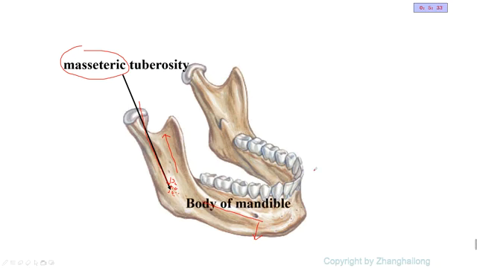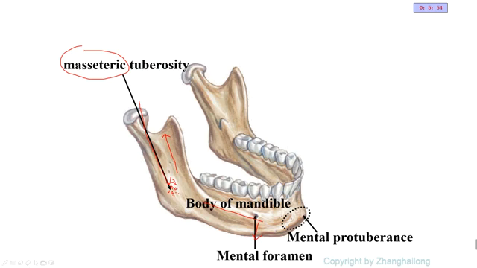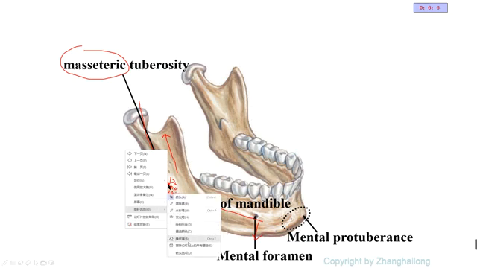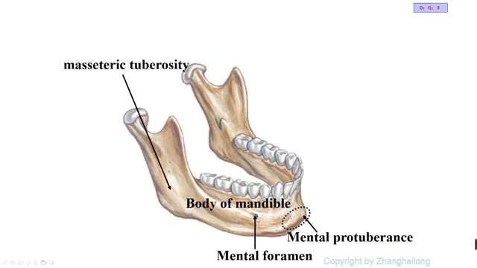Now, let's continue. Here is the body of the mandible. Here is the mental protuberance. The mental protuberance is a big projection going forwards. And on the lateral side of the body, there is the mental foramen. See here? A nerve goes out from here. It's the mental nerve. It belongs to the inferior alveolar nerve.